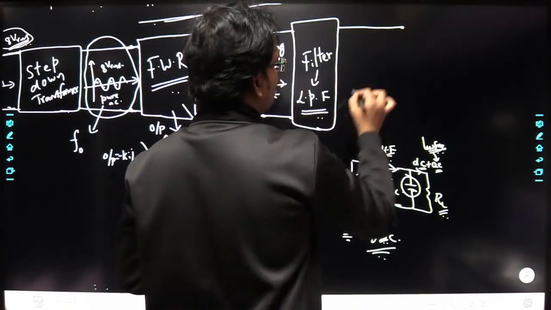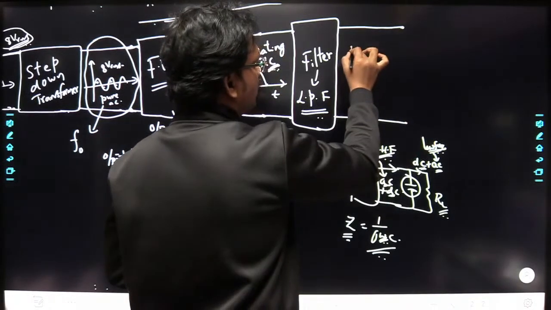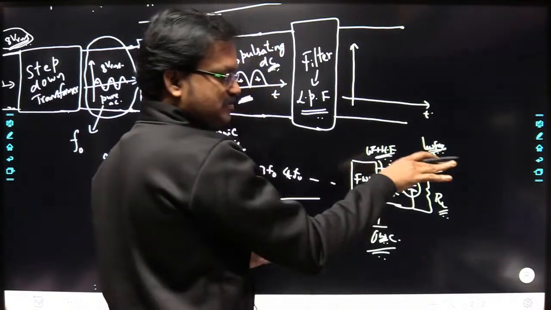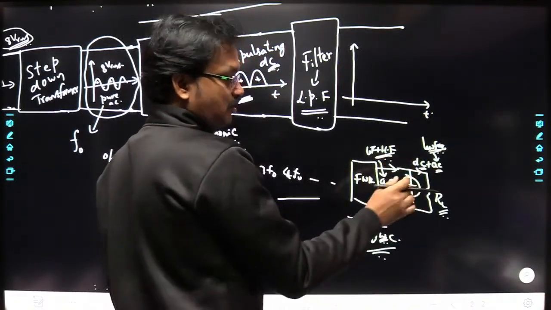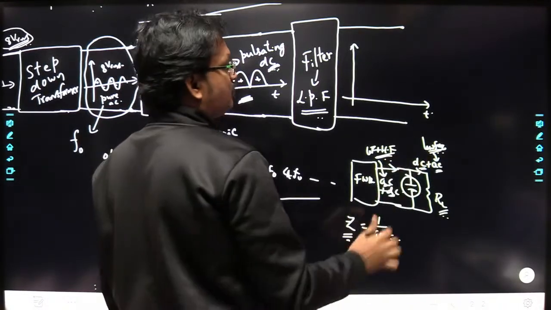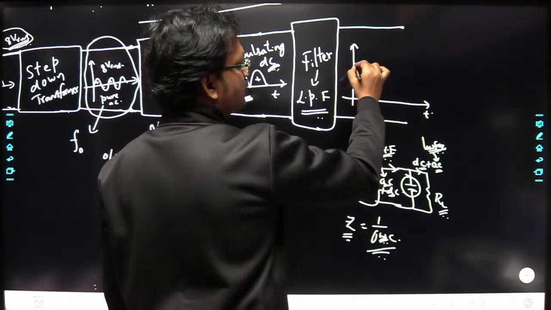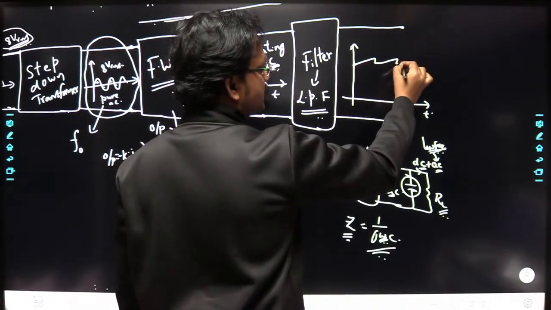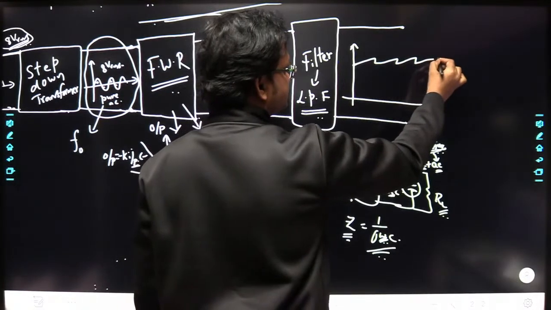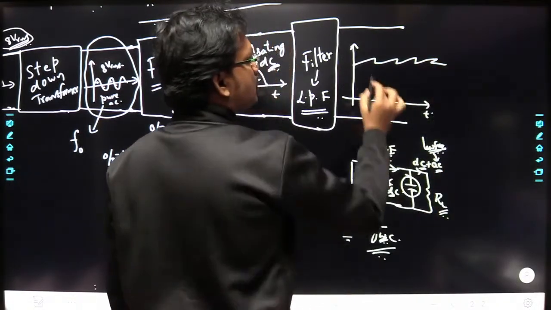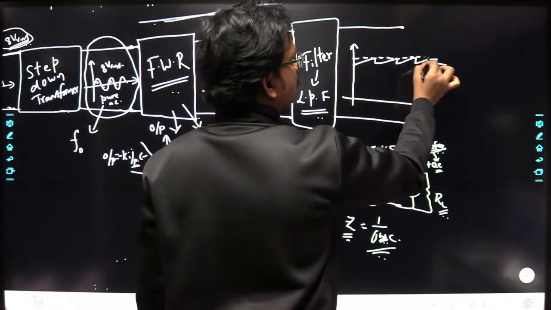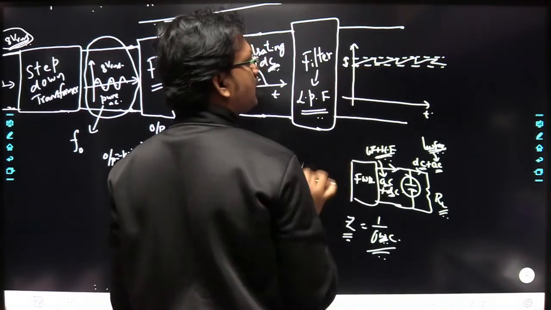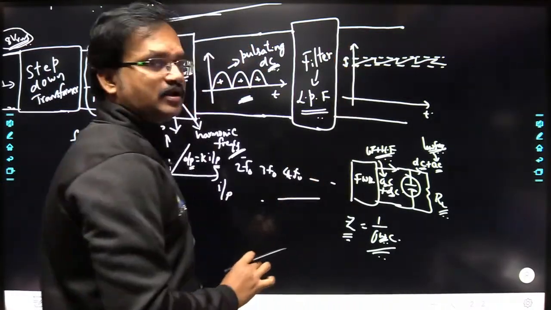At the output of the filter, you are going to get a ripple voltage. You are going to get a low frequency component of the signal, DC plus AC. AC is the low frequency component. Combining these two, you are going to get some ripple voltage or ripple signal like this. This distance from here to here is nothing but the ripple voltage.